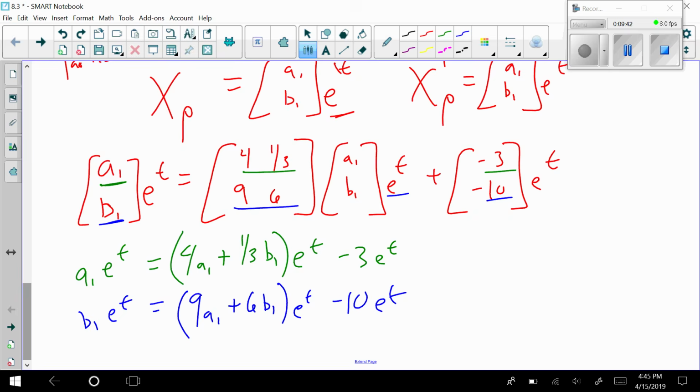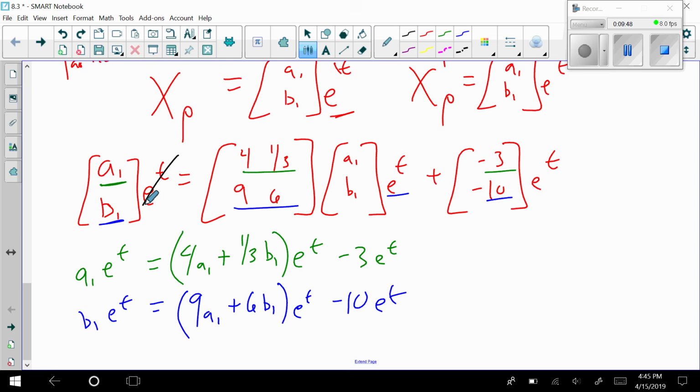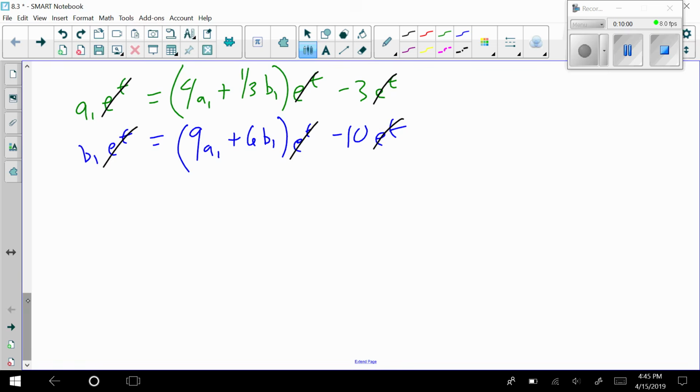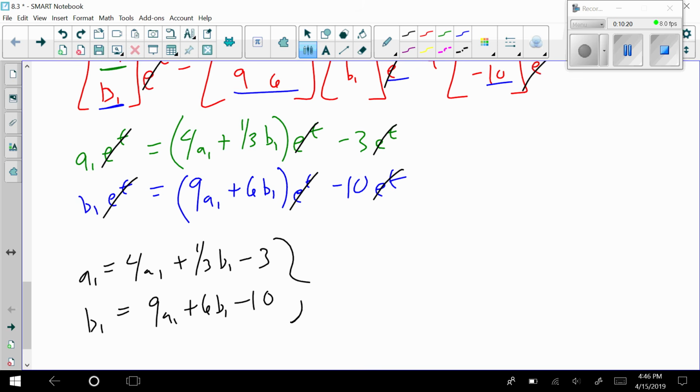Of course, what most students, I think, end up seeing happen is like this e to the t, e to the t, e to the t don't really matter, right? Because down here, they're all going to cancel out too, right? Which really leaves me with a sub 1 equals 4a sub 1 plus 1/3 b sub 1 minus 3. b sub 1 equal to 9a sub 1 plus 6b sub 1 minus 10. And now I just have a little system, right? Essentially, I just got a little system here. I should be able to solve it, decent.